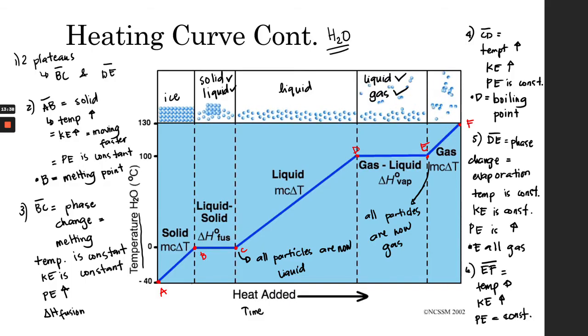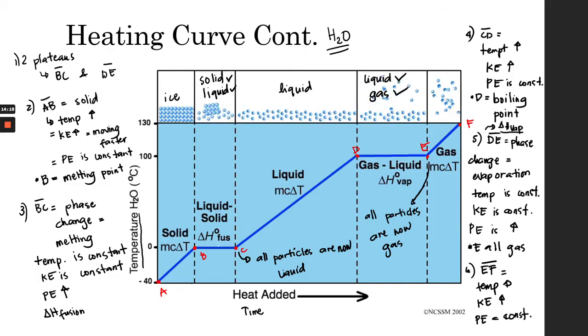And I forgot to mention that during section DE, the heat that you are adding is what we call the heat of vaporization, or HVAP, because the heat that you are using is converting all the liquid particles to gas particles. Similarly here, the heat that you're adding is converting all the solid particles to liquid particles, making it a heat of fusion. Okay, so I hope that's clear on what the heating curve is and what is happening on it.